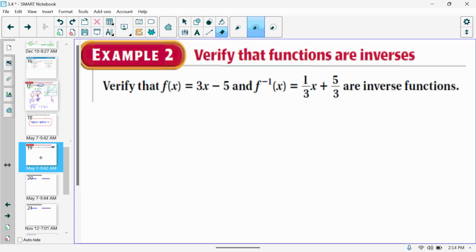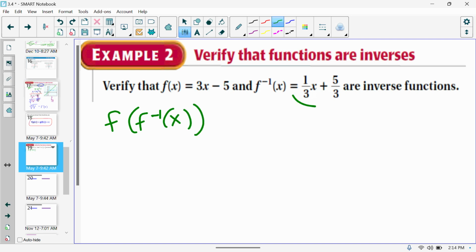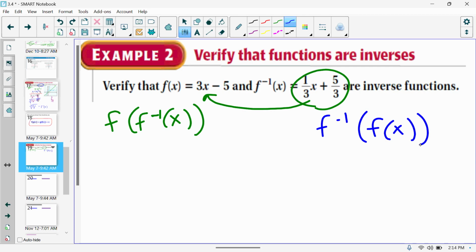So verify that f of x equals 3x minus 5 and f inverse of x equals 1/3 x plus 5/3. Okay, so we're going to have to take f of f inverse of x, which means we're going to take that and fill it in here, but then we'll have to do it the other way around too. So let's do it the first way.